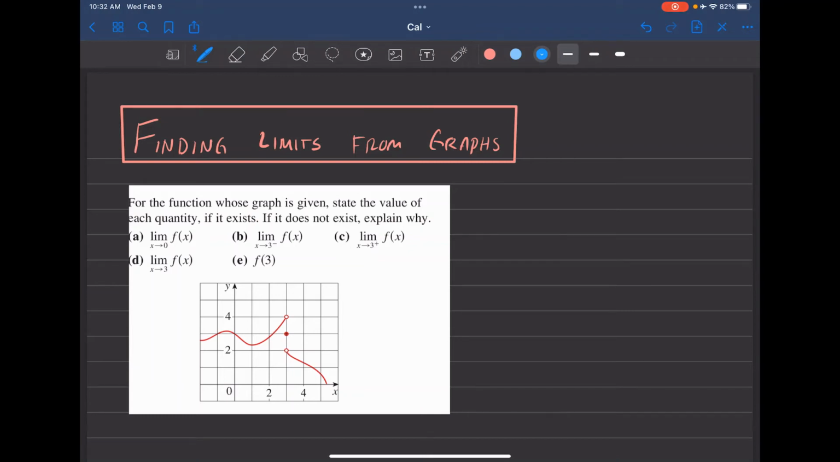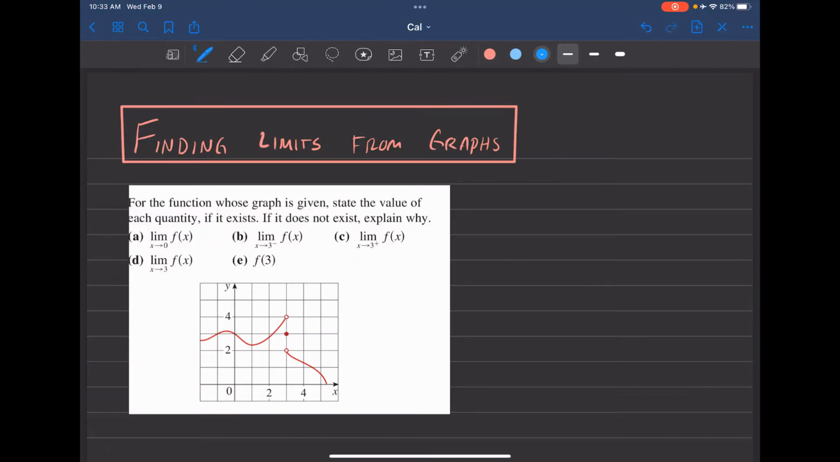Welcome everyone. So in this video we're going to find limits from looking at a graph. So let's take a look at this graph. We have this graph given to us and we want to find the limit for part A as x approaches 0 of f of x.